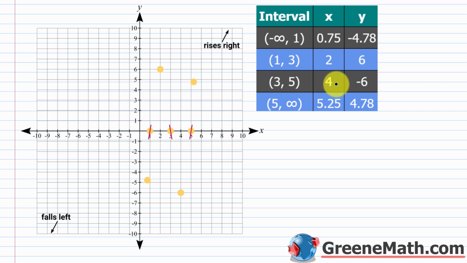In the next interval, I'm going to pick 4 for the x value. I'm going to get a y value of negative 6. So this is (4, -6). And then in the last interval here, I'm going to pick an x value of 5.25, and I'm going to get 4.78. Just keep in mind that the y value there is an approximation. So this is your (5.25, 4.78).